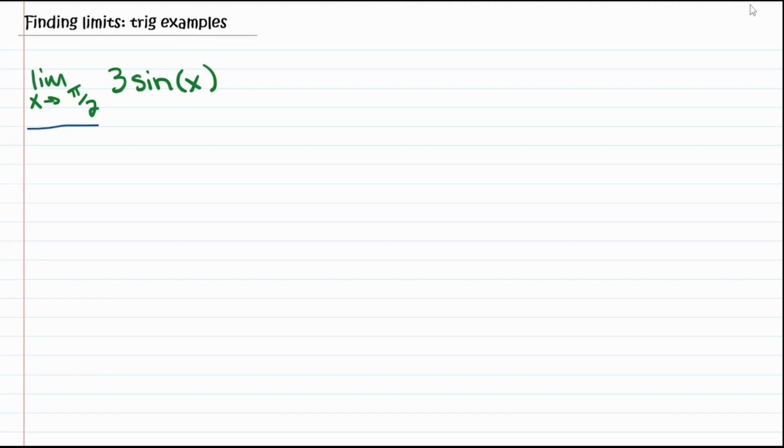Our first step when we're solving limits is to always see if we can just plug in the value that x is approaching for x. So if we were to do this, we would have 3 sine of pi over 2. And this is where our unit circle comes in handy. So you'll want to have this memorized still from trig. So we'll just sketch out a little one with just the information we need.